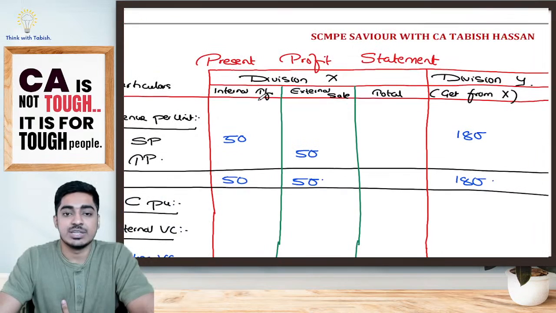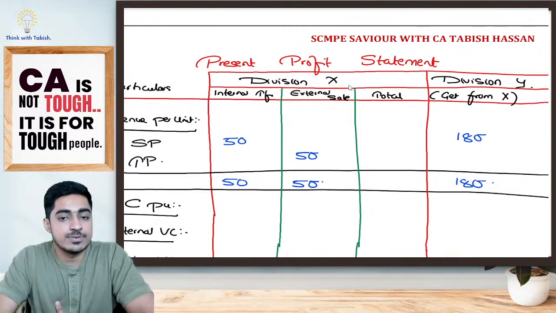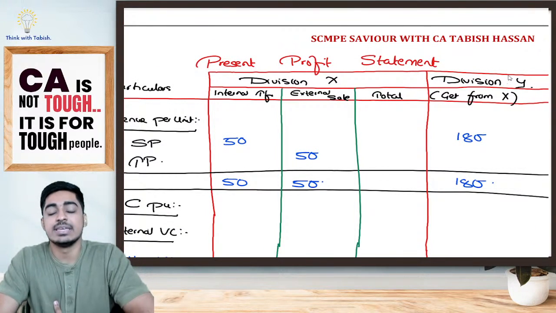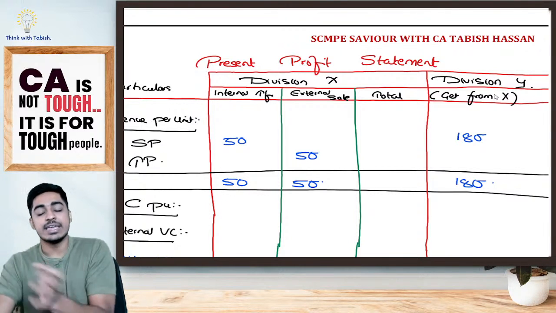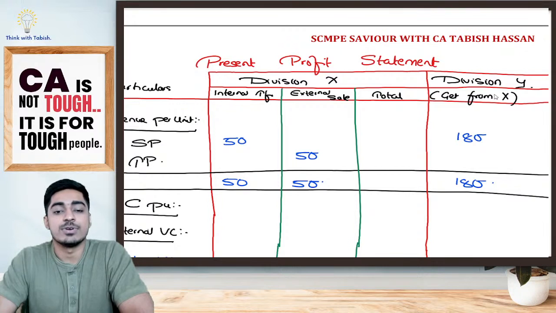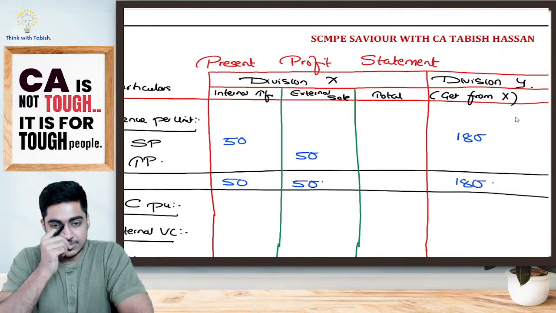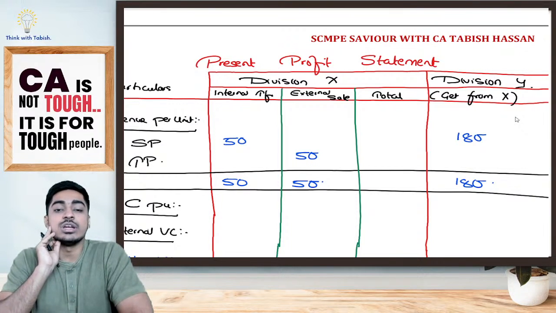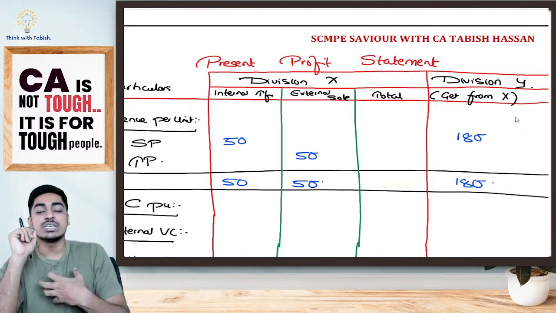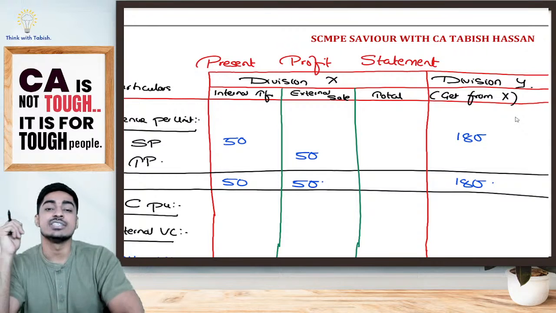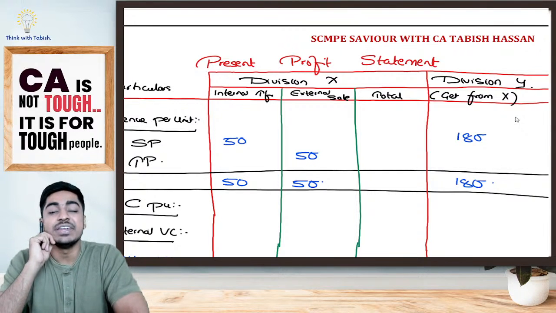Now we are calculating the profit. We'll calculate the profit for division X, then for division Y, and add them to arrive at the profit for the company. First for division X. What is division X doing? It is making an internal transfer of 2,40,000 units and an external sale of 2,60,000 units. For each of those, we need to calculate separately.